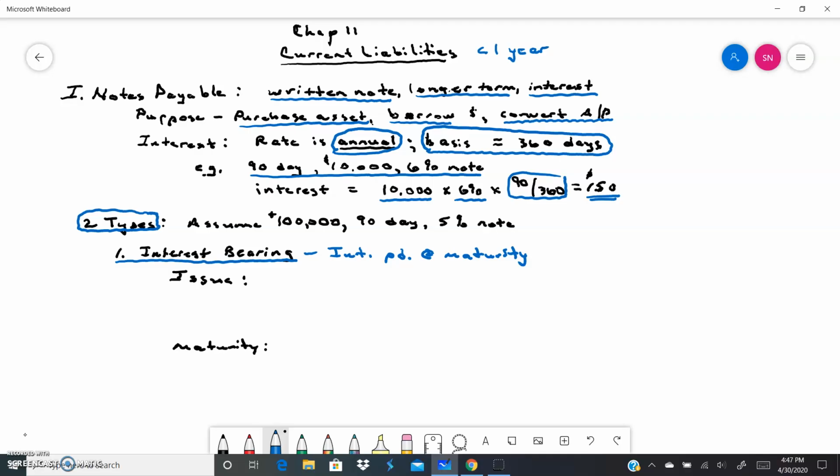So on the date of issuance, we're debiting cash for the full amount, so we're basically borrowing $100,000, and we're crediting notes payable for $100,000. So we receive $100,000, we owe $100,000. At the maturity date, when the note comes due, of course we're going to credit notes payable because we're going to pay it off.